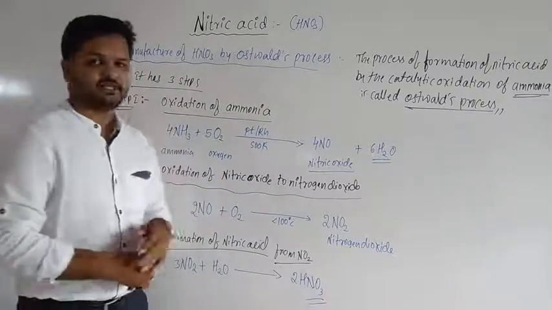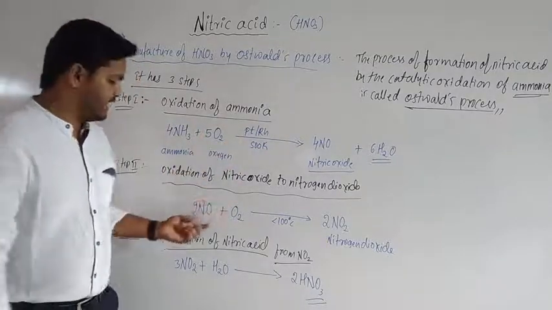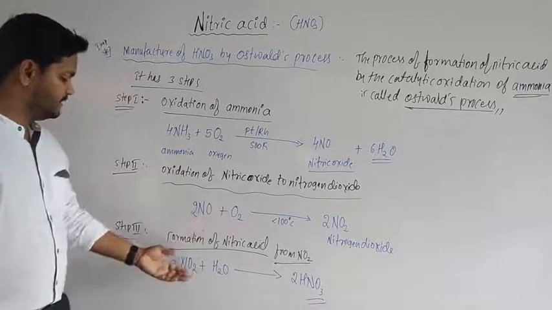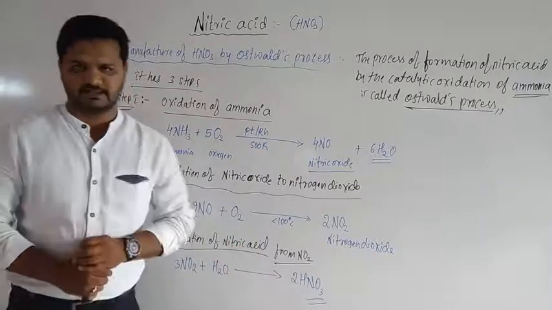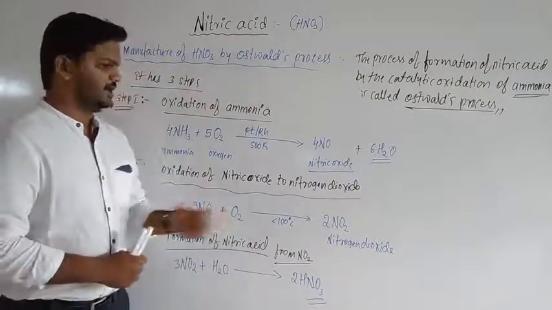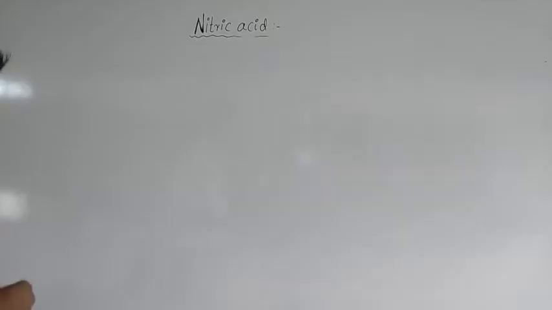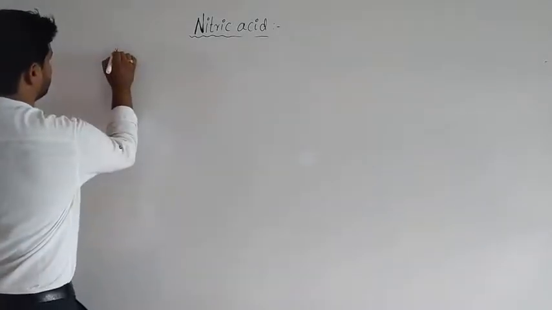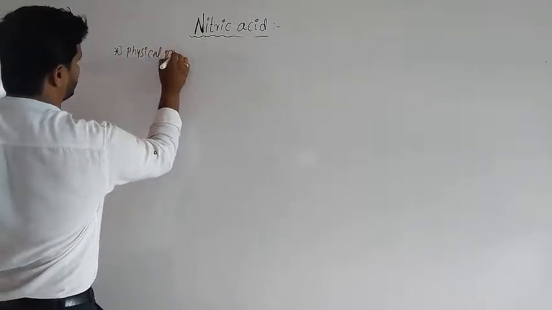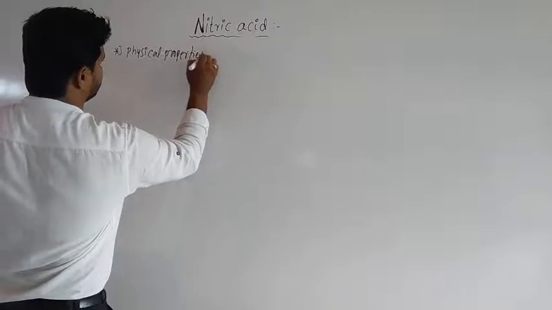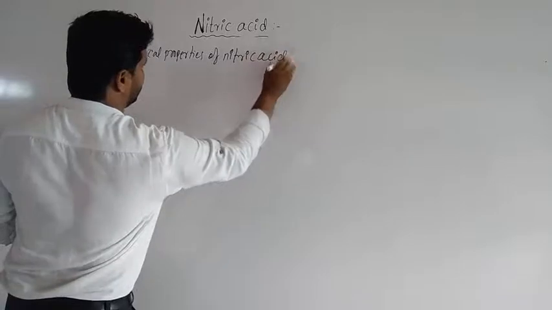Here 3 steps are there. In the first step, oxidation of ammonia takes place. In the second step, oxidation of nitric oxide takes place, and in the third step, nitrogen dioxide reacts with the water molecule. It forms nitric acid, HNO3. Okay, take it down. Next one, physical properties of nitric acid.